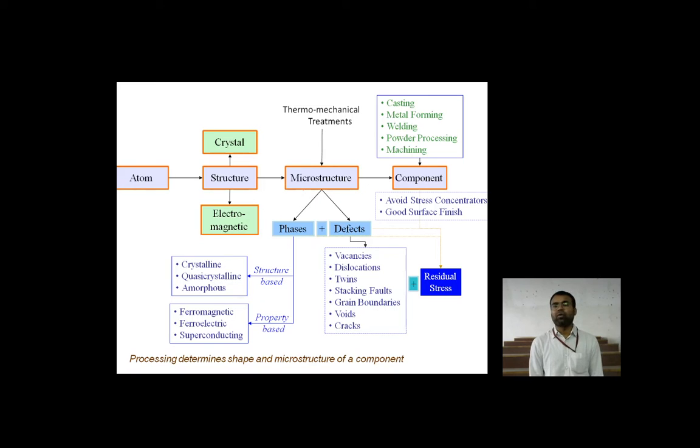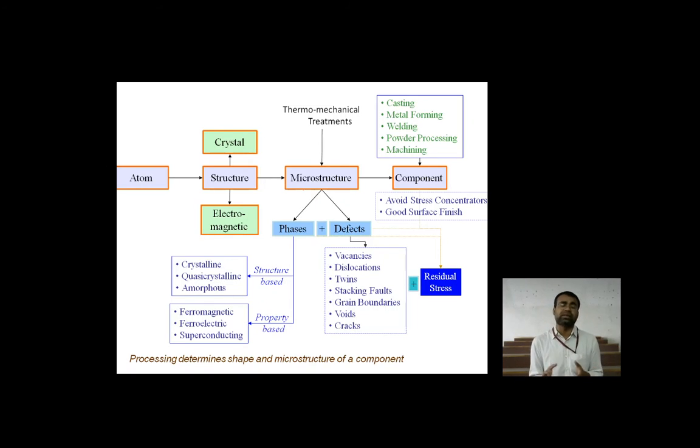After that, metal forming takes place, changing the shape by hammering that particular steel. If required, it is welded, or the component is made by powder processing or machining. In all these manufacturing processes, the properties of the material play a very crucial role, as we apply various kinds of processes in the cast.